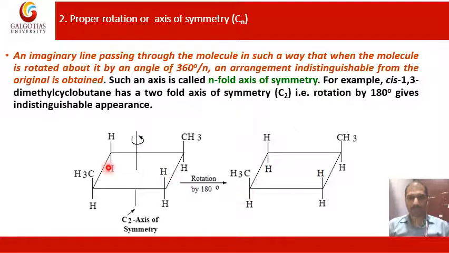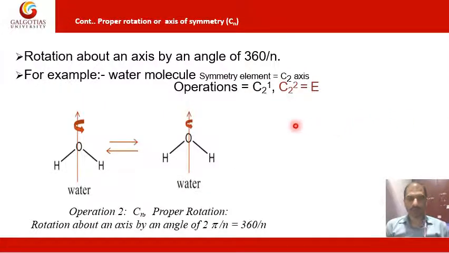So here you can see how the molecule is changing from its position. You can see this atom is coming to this side, this will be the 180-degree rotation for this, and this atom will be going to this side. So by this type of operation, that will be called proper rotation or axis of symmetry. Now you can take some more examples, like here you can take the water molecule also.